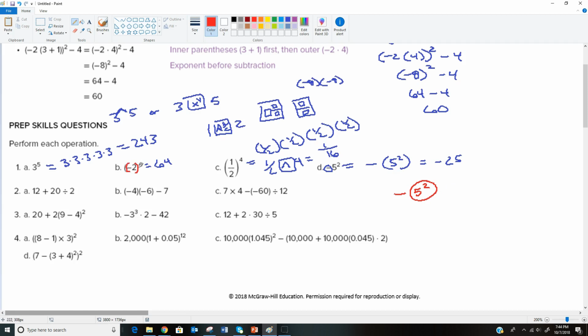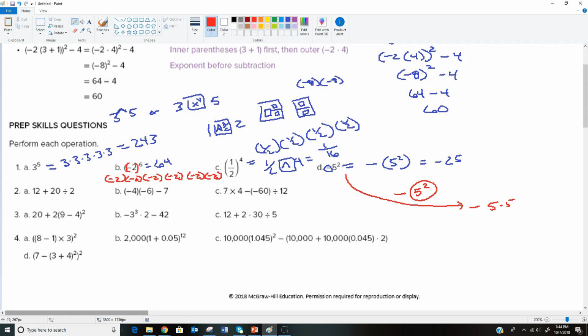Here, this is negative 2 to the 6th, so that means negative 2 times negative 2 times negative 2 times negative 2 times negative 2 times negative 2. It's negative 2 6 times. Here we only have one negative and then 5 twice. So if you wanted to think of it like that, it would be negative 5 times 5. You only have one negative and 2 5s.